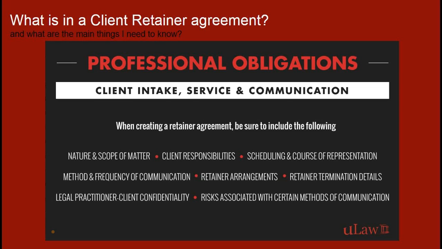The methods and frequency of communication, we talk about the scheduling and course of representation. Clearly, in certain files, such as POA, for example, your court date may be at a later time. So ensuring that you have a proper calendaring system, or if there's a certain type of file where you request the client to be in person at court, ensuring that there's a way that you're corresponding, communicating, and letting them know that they should be there on time, things of that nature.